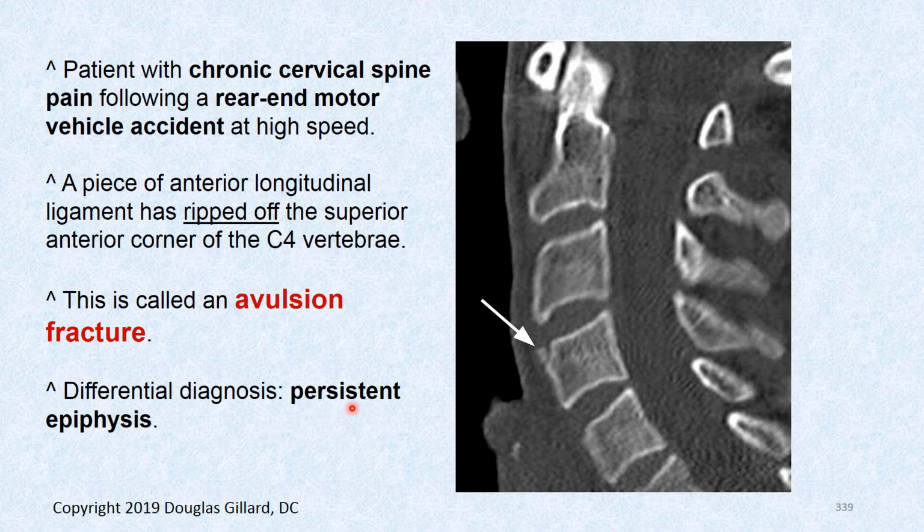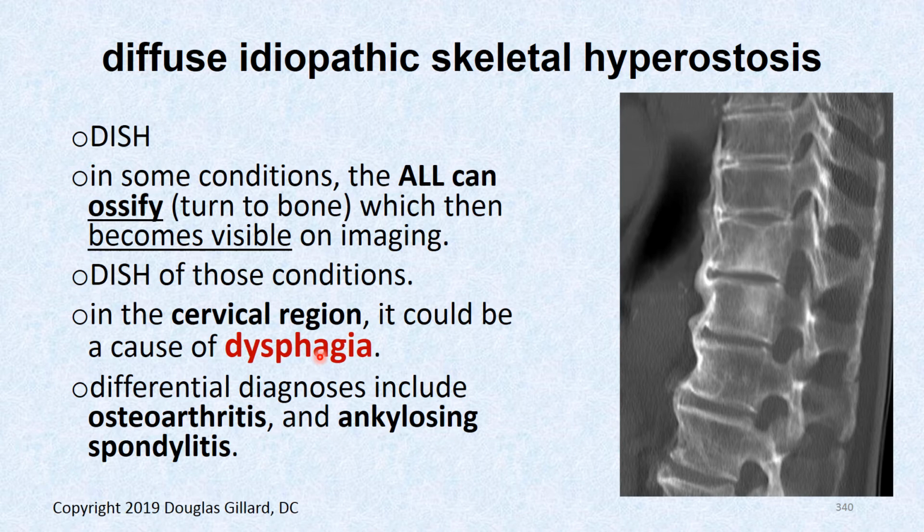There's things called persistent apophysis. That's a growth plate that failed to turn to bone, and it can leave these little chunks. But in this case, it was an avulsion fracture. What else can happen to the anterior longitudinal ligament?